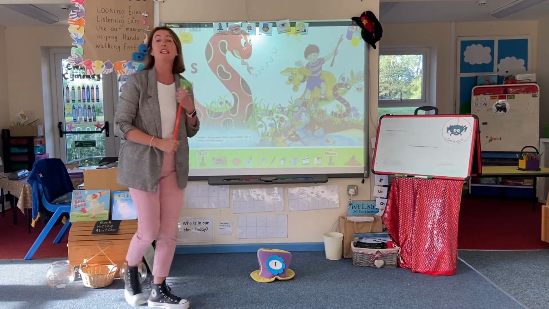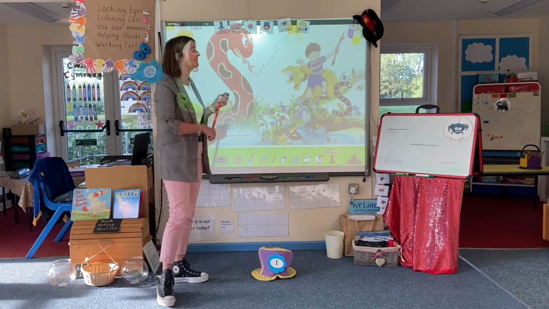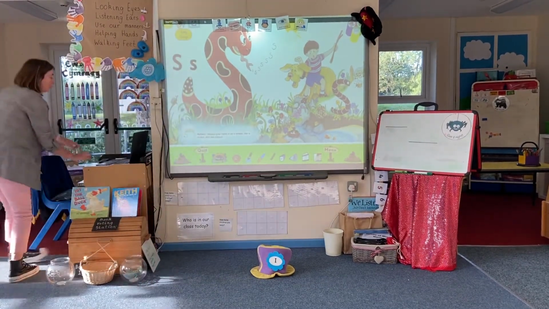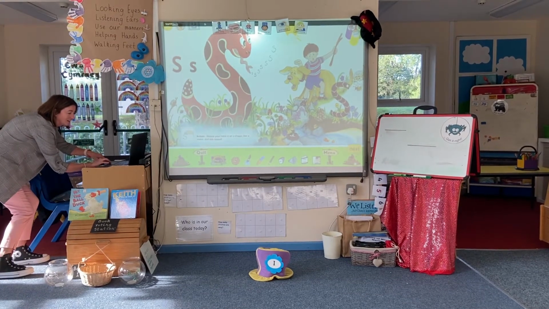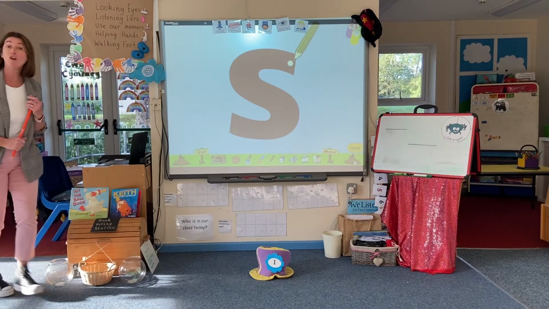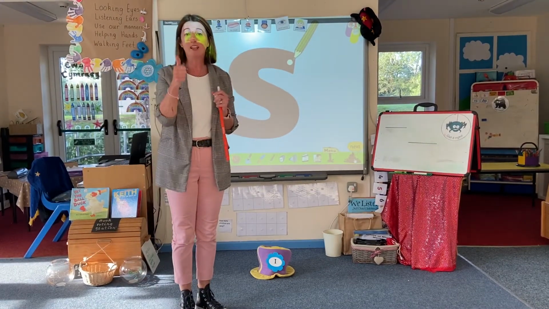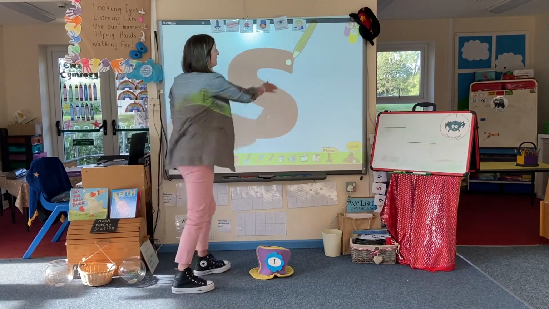And then we would listen to the story, like I said previously, and we'd look and listen for words that began with S. And the next part then, we would look at how we form the letter, because the first part of Jolly Phonics is recognising, introducing the sound, and the next part would be forming the sound.